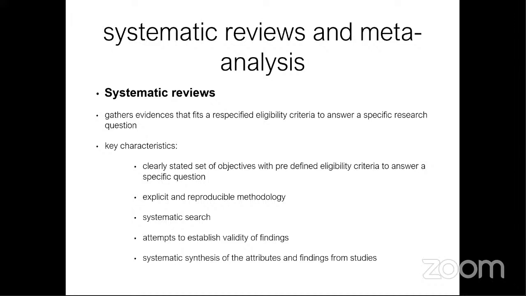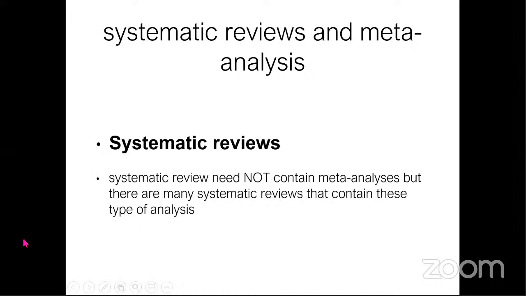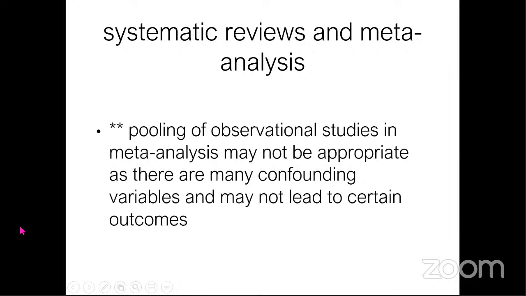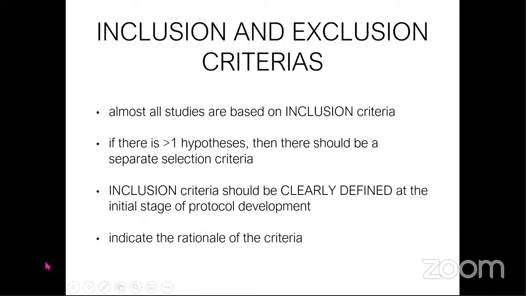So this would usually be studies with conflicting results. Some would say that it has benefit, some would say that it's not significant. You do a systematic review and you look at the analysis, which is usually a forest plot. Okay. They need not contain meta-analysis, but there are many systematic reviews that contain this type of analysis. Okay. Pooled observational studies may not be appropriate as there are many confounding variables and may not lead to certain outcomes and conclusions. Okay.